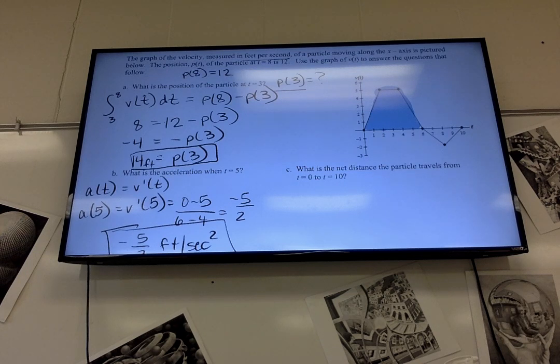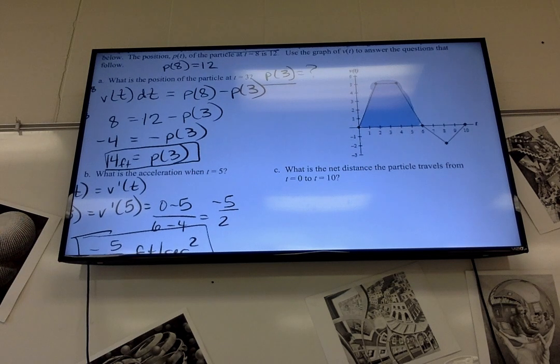Do we have to find the position? No, because what we're doing is basically the integral from 0 to 10 of v of t, which is the area under the curve, which is the position. So that's how we're finding the distance, just in terms of area.